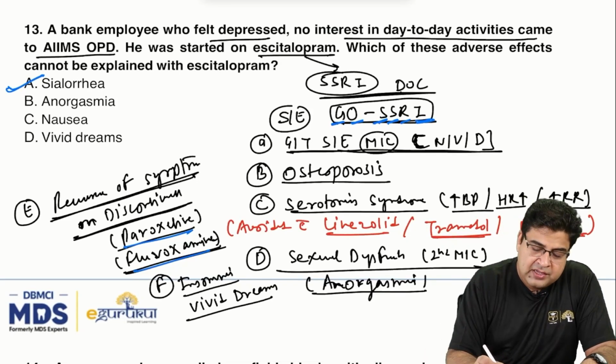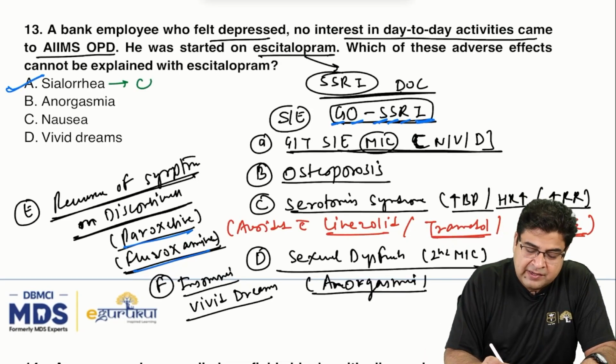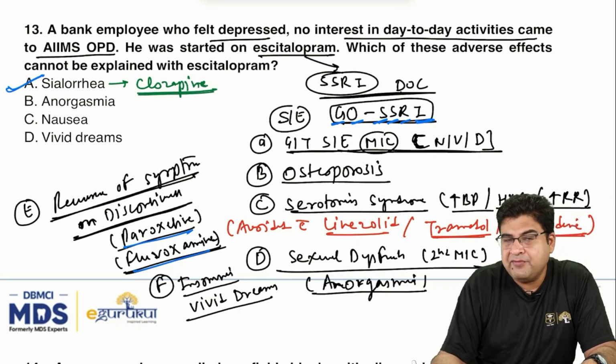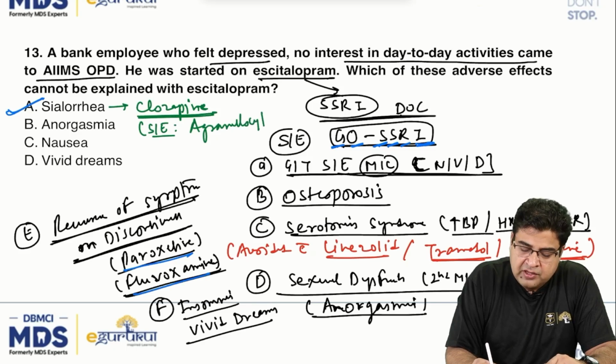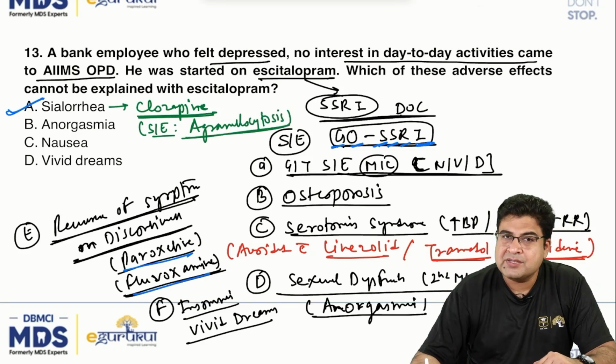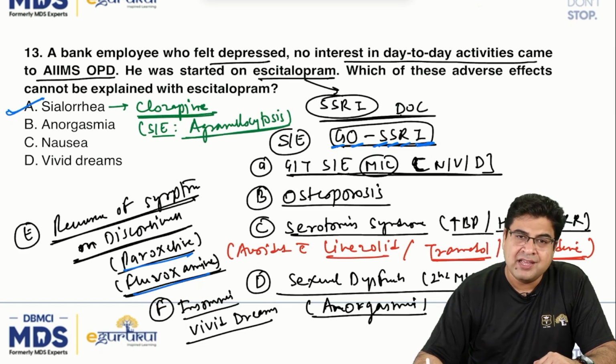Now sialorrhea is a side effect of an antipsychotic medicine, clozapine. Clozapine will cause sialorrhea as a side effect, and one more important side effect of clozapine is agranulocytosis. So one is sialorrhea, one is agranulocytosis. So question number 13, the answer is A.